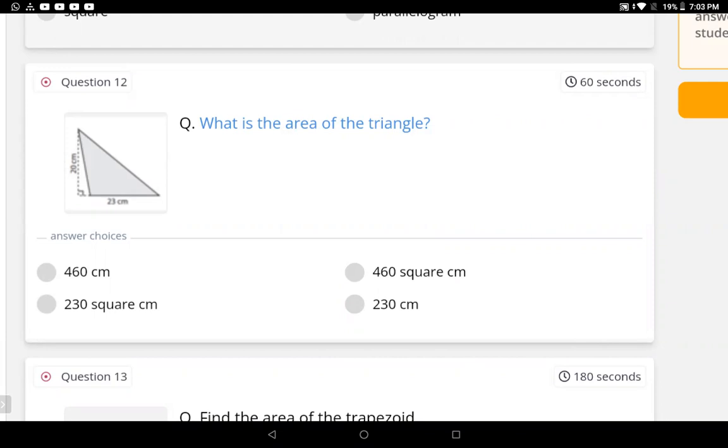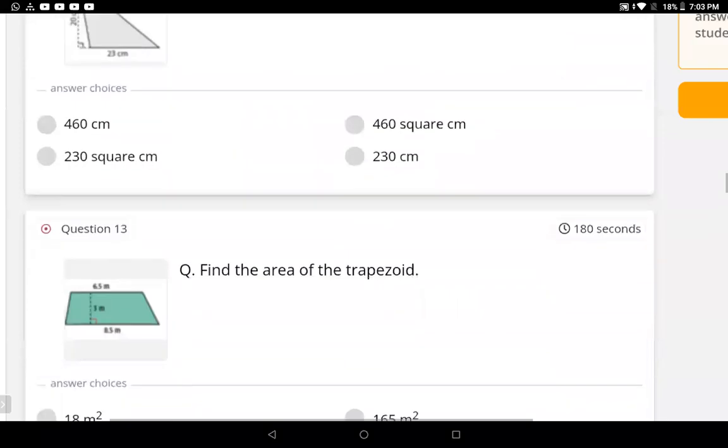Ma'am, the entire triangle's area was 230 square centimeter, so the shaded portion area must be less than that. But only 230 and 460 were the answers, so I did 230. Oh, the same options are repeated. Okay, square centimeter. Area means always square centimeter. So option C is correct, right?